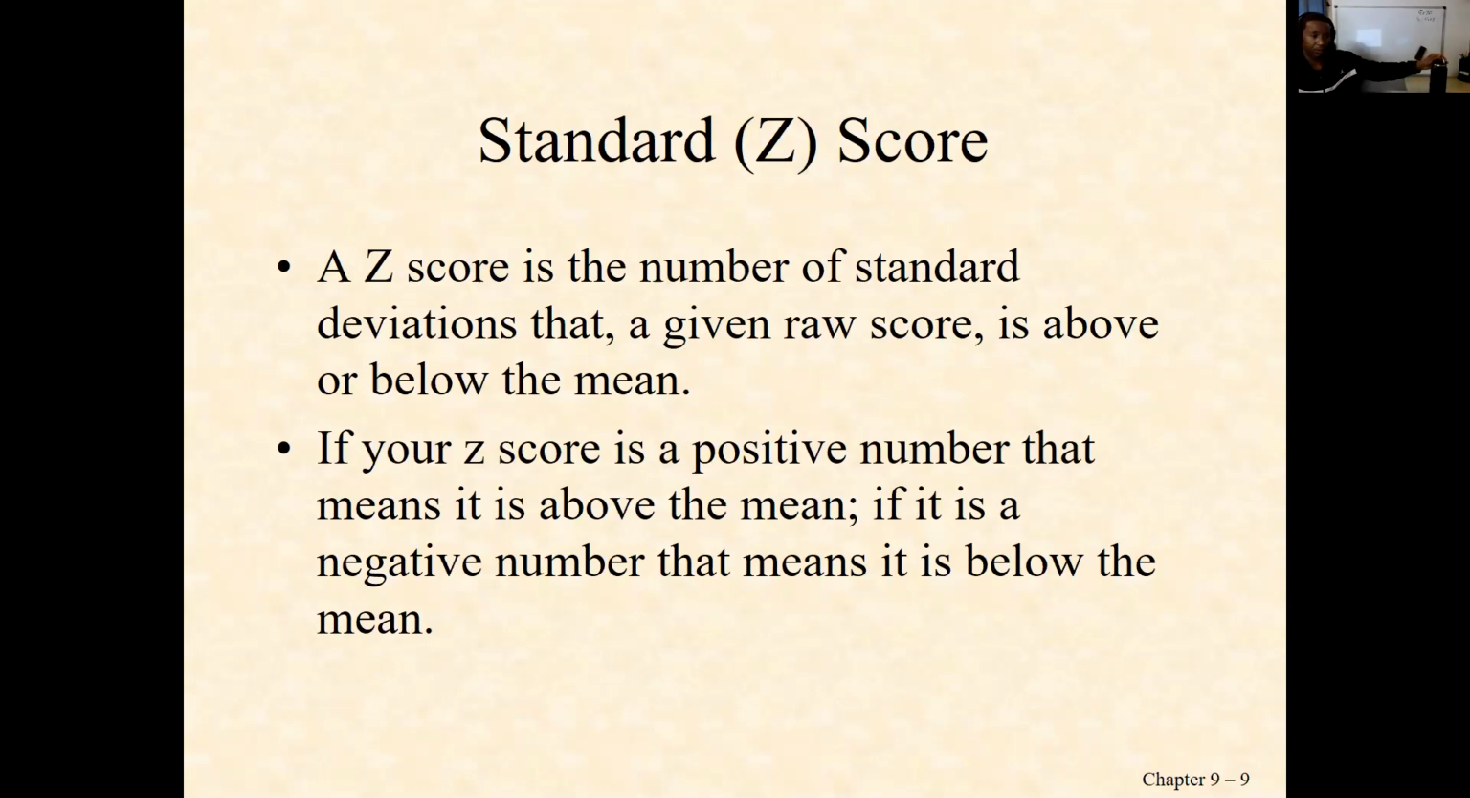So if we were to draw out the normal distribution up here again, we know that the mean is 70, the exact middle of the distribution. If you have a positive z-score, your raw score is above 70. If you have a negative z-score, your raw score is below 70, which is below the mean.